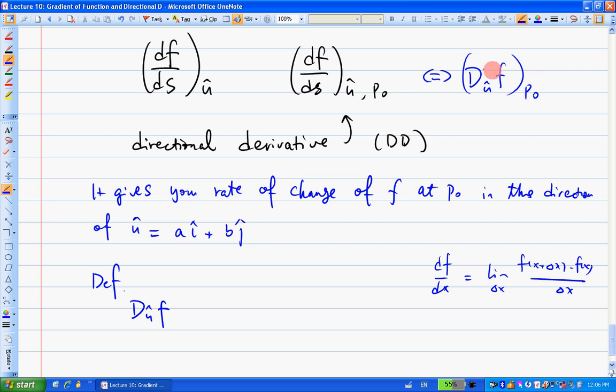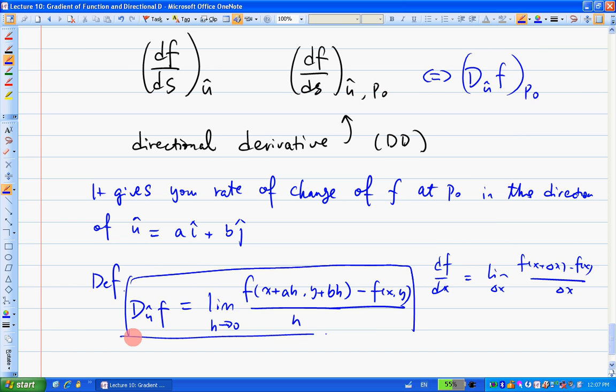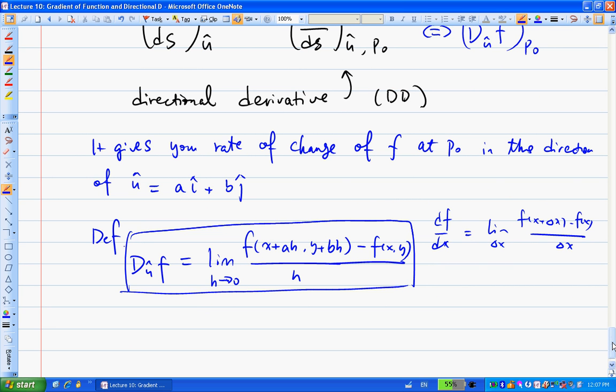Use this notation here. Equal to the limit as a small quantity h goes to 0 of f(x plus ah, y plus bh) minus f(x,y), over h. That's the definition. Let's see if that makes sense, if that satisfies the meaning of a derivative.